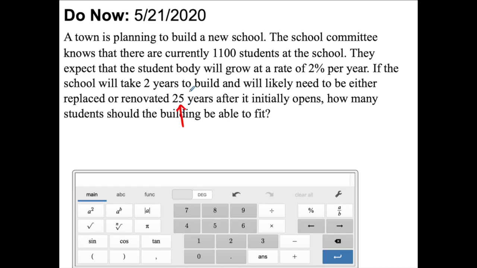So for example, let's say we started building the school in 1998. It would be completed in 2000. It would take 2 years. And then I would want it to be able to fit enough students so that in 2025, I could be ready to renovate and go from there. So basically, I want to know how many students will be here in 2025, if this was the context, so that I can tell the school committee and we can plan accordingly.